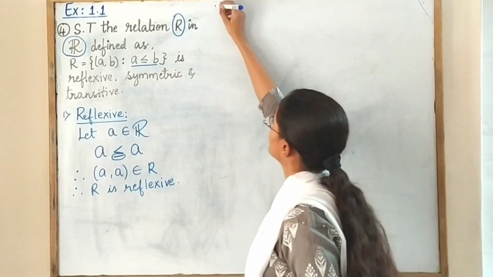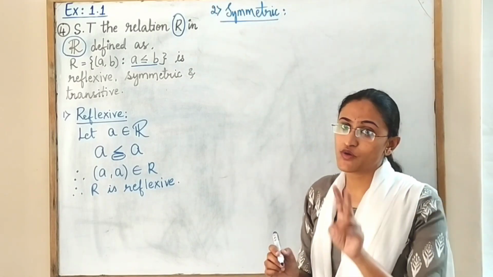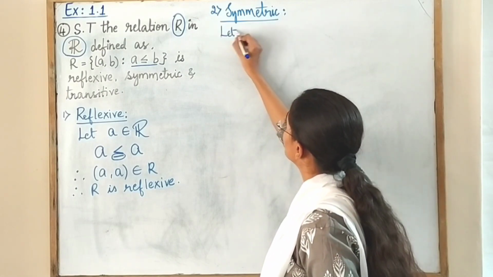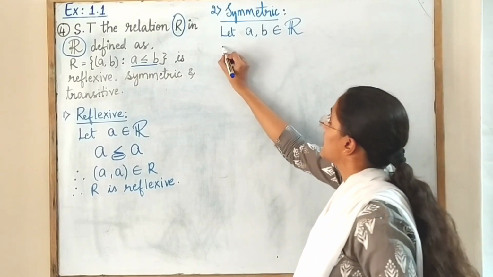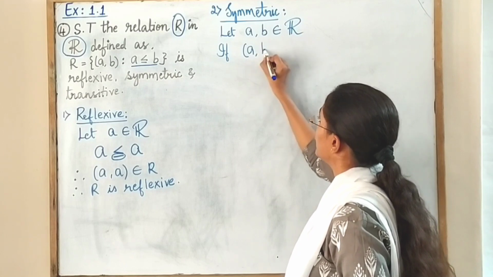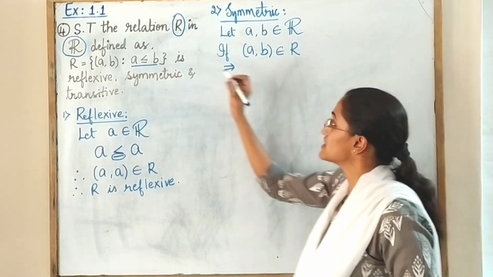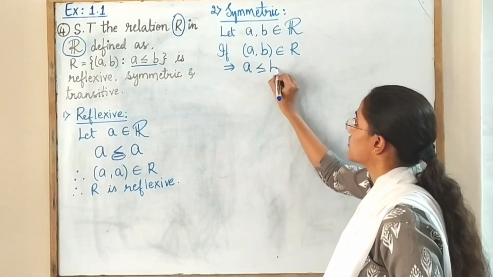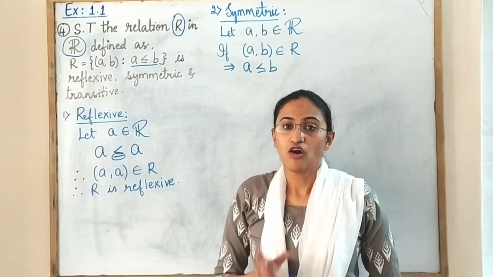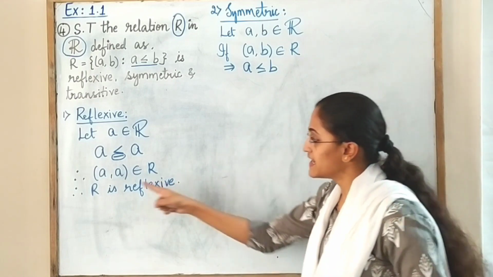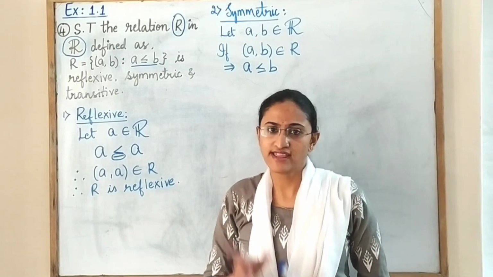Looking for the second one, that is for the symmetric relation. For the symmetric relation, we need two elements, and hence I am selecting two elements A, B from the set R. Now, if A, B belongs to the relation R, then it should satisfy this condition, that is A should be less than or equal to B. Now, in order to prove it is symmetric or not symmetric, always check for the known results. Here, this is the known result: for all A, A will be always equal to A.